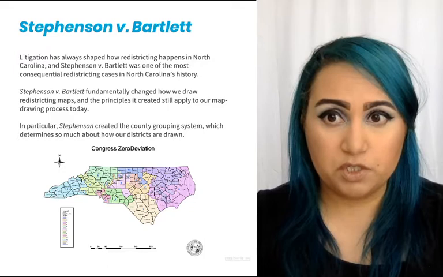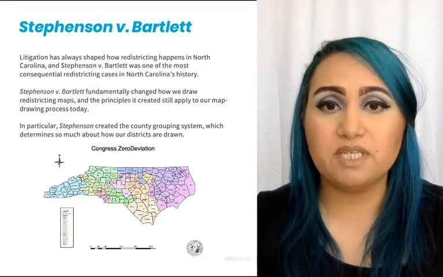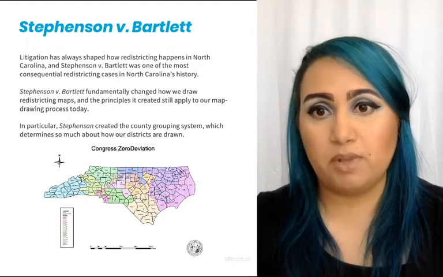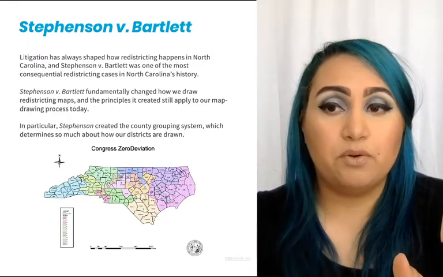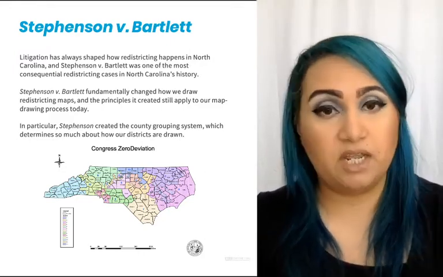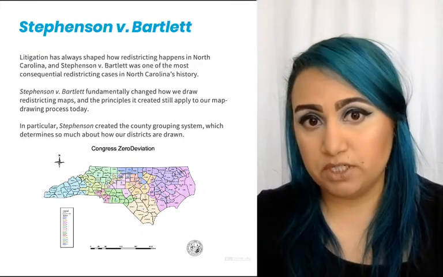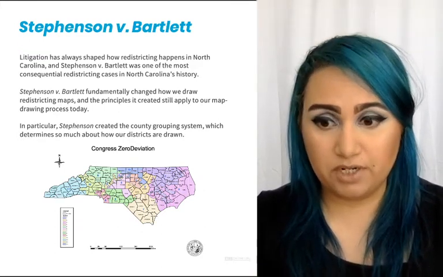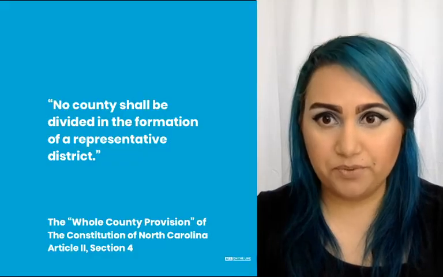Stephenson versus Bartlett is one of those cases. It fundamentally changed how we draw redistricting maps, and the principles that it created still apply today. In particular, Stephenson created the county grouping system, which is something that is unique to North Carolina. It doesn't happen in any other state, and it determines a lot about how our districts are drawn. So that's why we're talking about it today, is that it has this huge impact. All right, let's go into the case background.